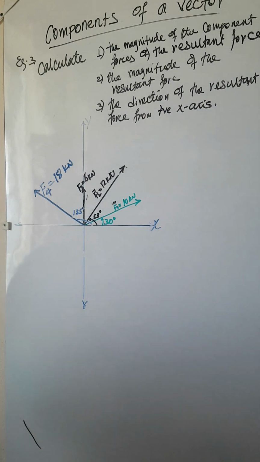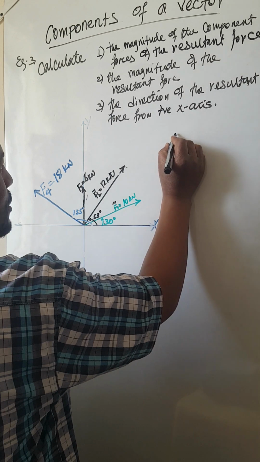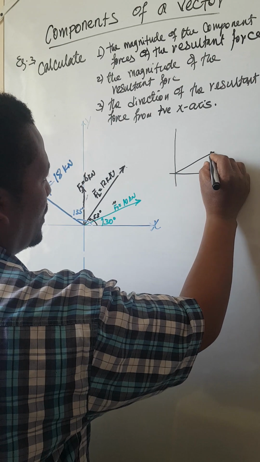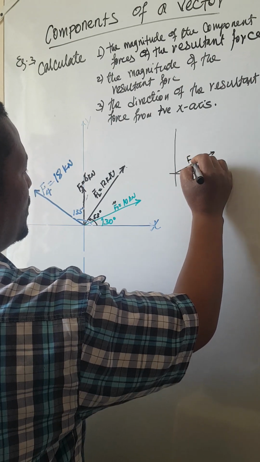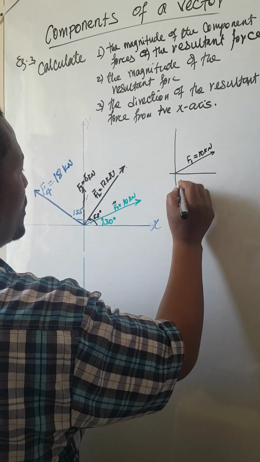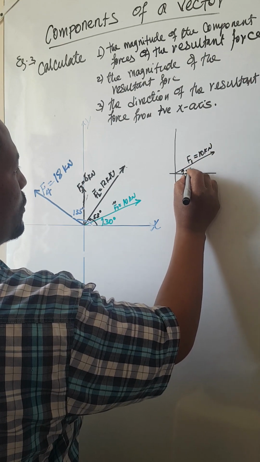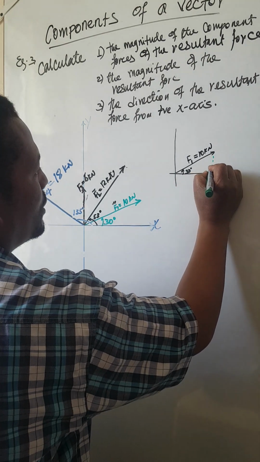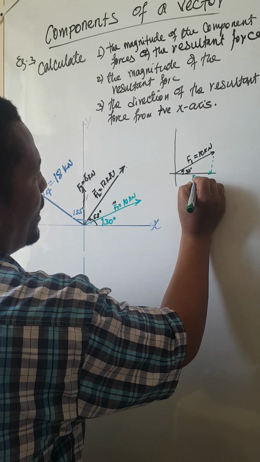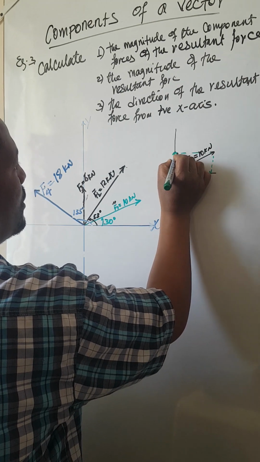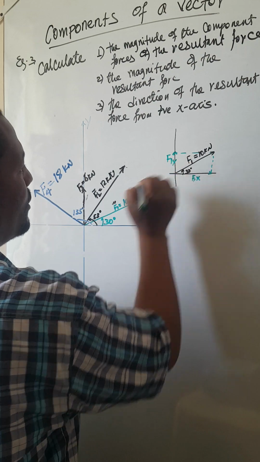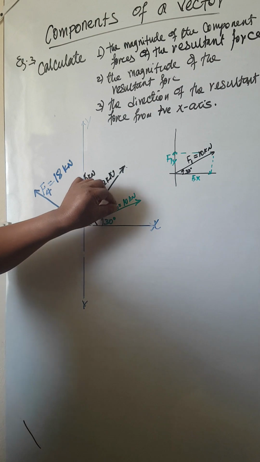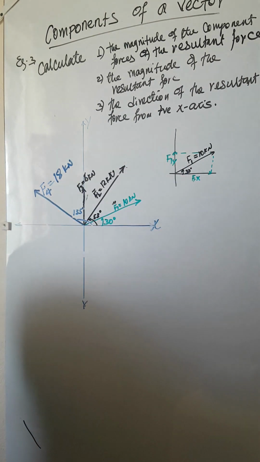To see how we do this, we have to consider each force individually in our imagination. F1 is 10 kilonewton, making 30 degrees from the x-axis. Then we should think of resolving this into F1x and F1y. We simply resolve this force into F1x and F1y.